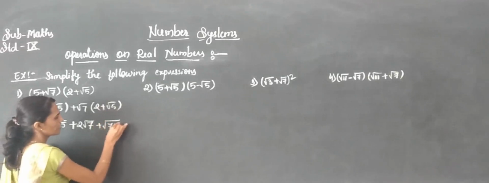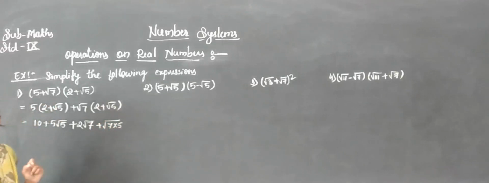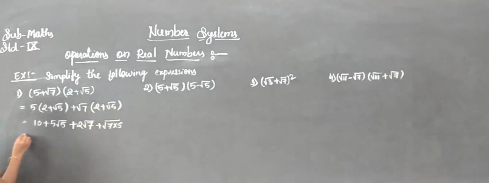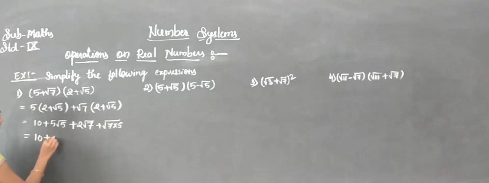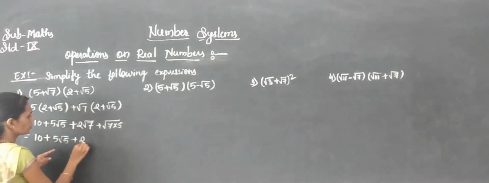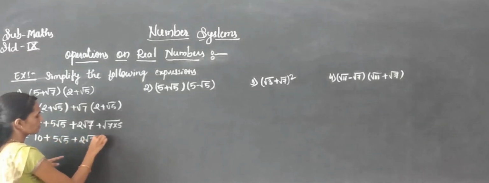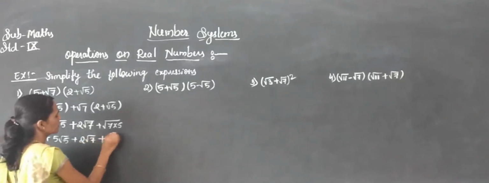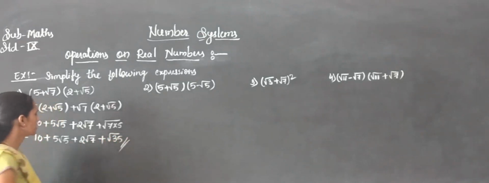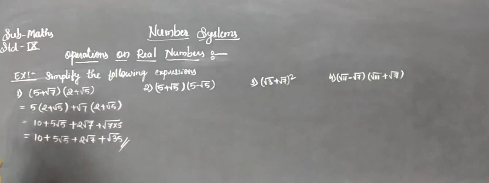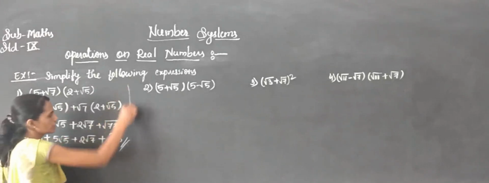7 into 5. Because we are using the identity root A into root B gives us root AB. So then 10 as it is plus 5 root 5 as it is. Then 2 root 7 as it is plus, here we can multiply, this will give us root 30. This much only is the solution, because root 5, root 7, root 35 we can't add. These are not similar terms, so we can't add this. So here the solution will be finished.